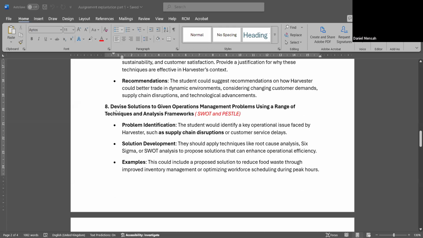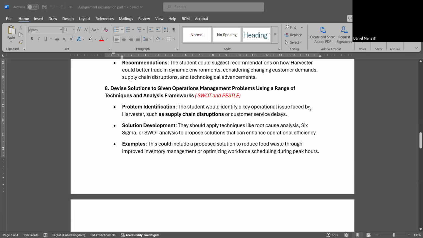Okay. So devise a solution to a given operations management problem using a range of techniques and analysis frameworks. In this case, you are going to first identify the problem. Identify key operational issues faced by Harvester. So for the given organization, Harvester, you need to find out what kind of problems they are facing. It could be supply chain disruption, customer service delay, or meal quality. You can find what kind of problems exist there.